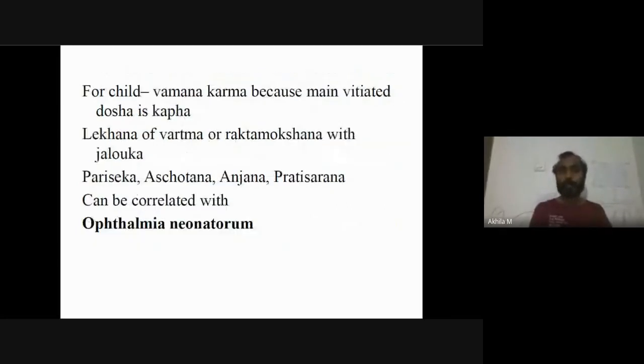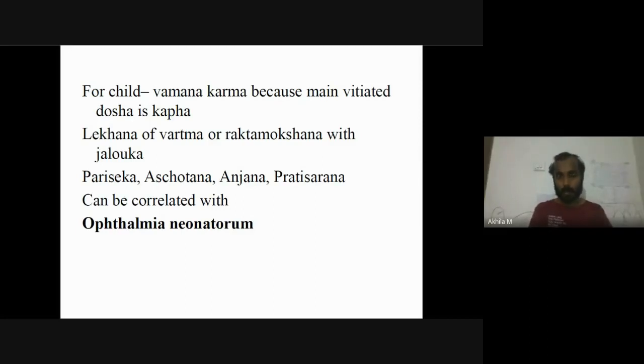So for the child also we have to give some vamana prayogas, and vamana karma is also advised for relieving the vitiated kapha dosha. Lekhana karma is also advised, raktamokshana is also advised, and some seka, aschyotana, anjana, pratisarana can be advised. We have to think that for kukunaka we have to give the medicines, not only for the child but for the mother also. That is also very important.